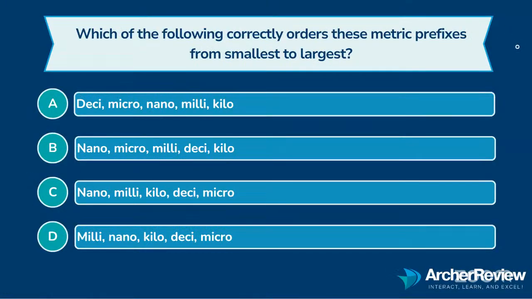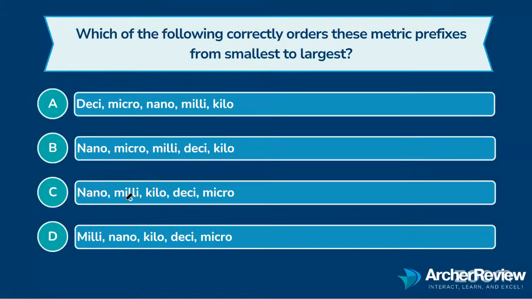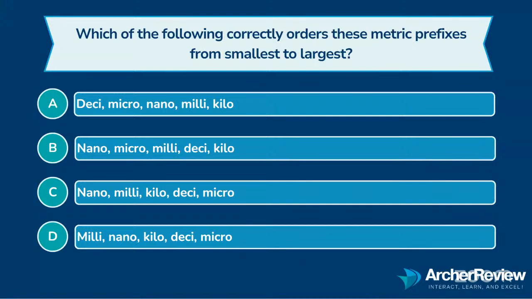Okay, and so in answer A, we started with deci, and that is a problem. We have to have milli come before it. Looking at answer C, milli is incorrectly placed after kilo. So if we look here, we've got milli after kilo, and so that's a problem. And then answer D, nano is smaller than milli, and this problem reverses them. So that again puts it in the incorrect order.